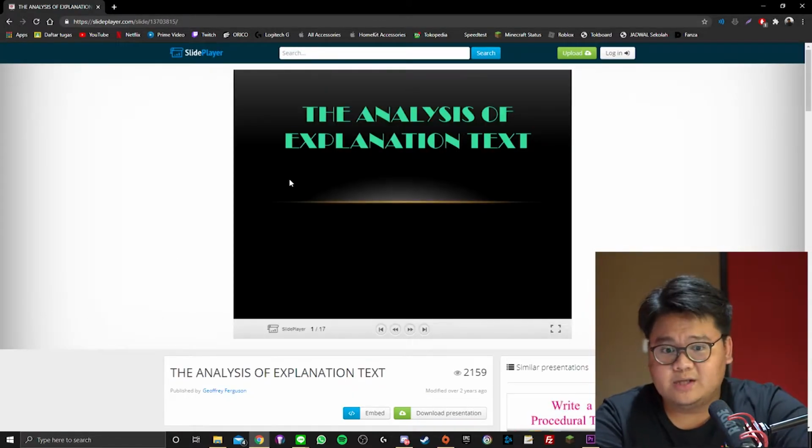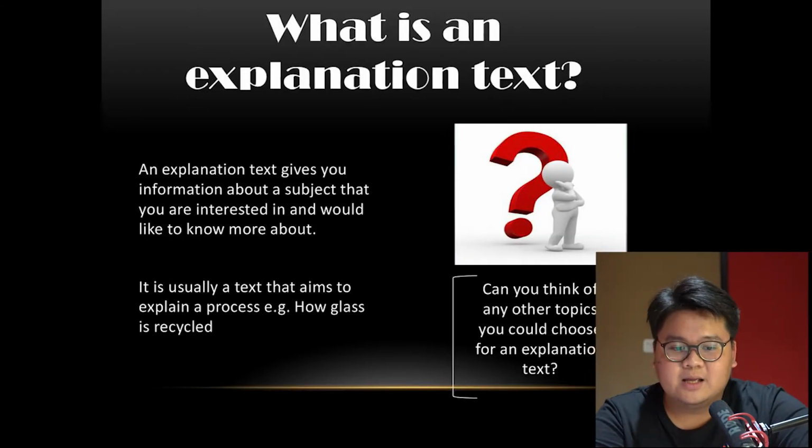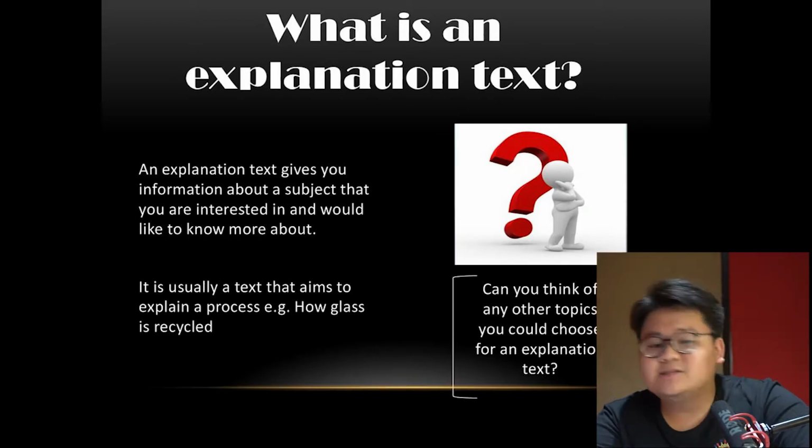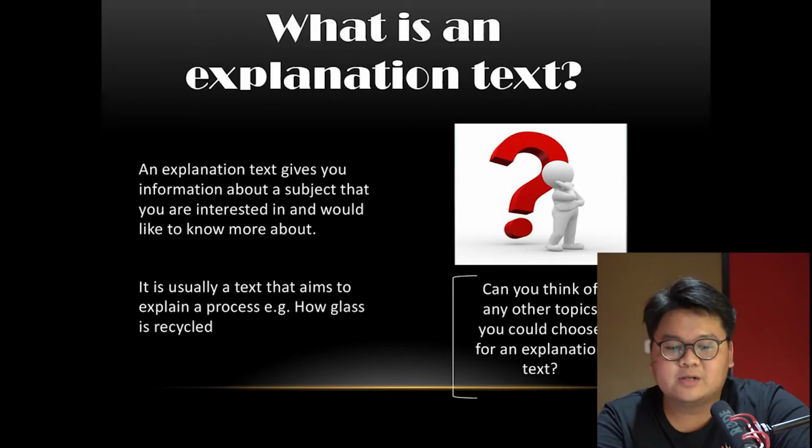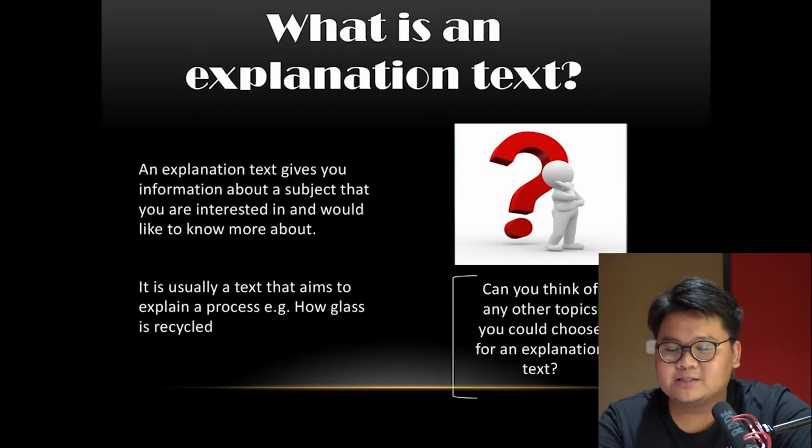So what is an explanation text, you may ask? An explanation text gives you information about a subject that you are interested in or would like to know more about. It is usually a text that aims to explain a process, like how glass is recycled.